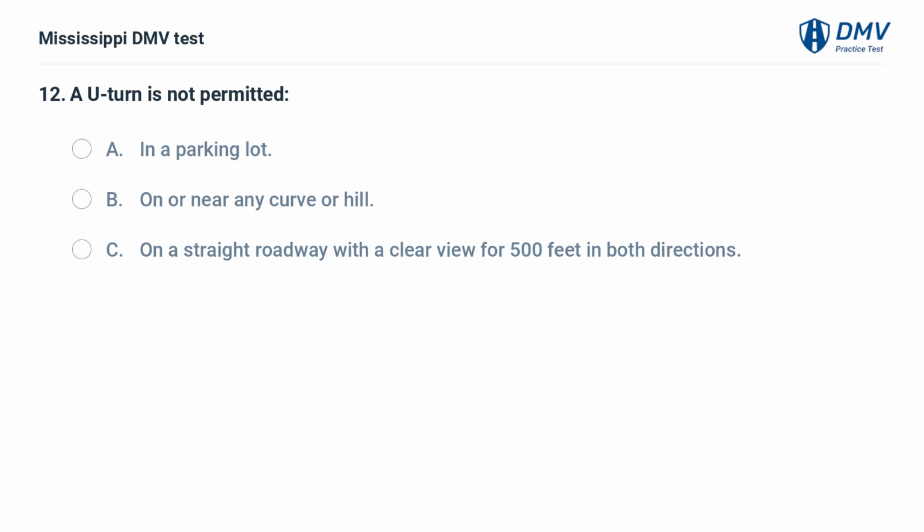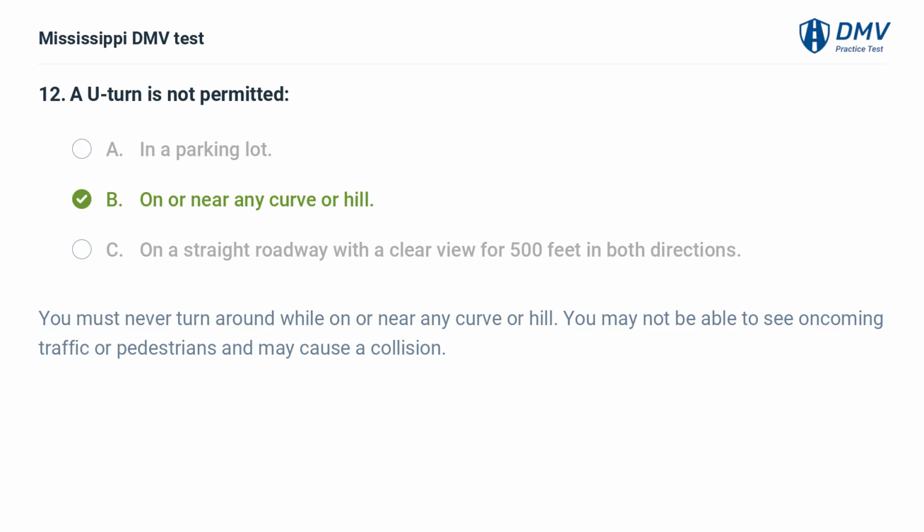A U-turn is not permitted: A. In a parking lot. B. On or near any curve or hill. C. On a straight roadway with a clear view for 500 feet in both directions. The answer is B. You must never turn around while on or near any curve or hill. You may not be able to see oncoming traffic or pedestrians and may cause a collision.